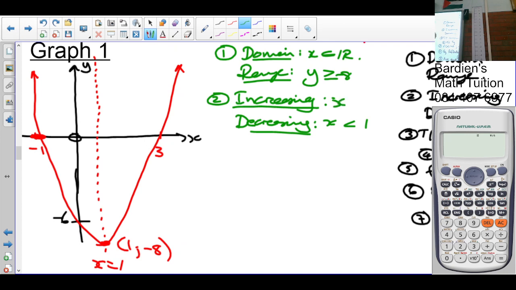X is more than 1. Alright, let's look at number 3. Number 3 says the turning point. What's the coordinates of the turning point? 1 and negative 8. So what can we say?